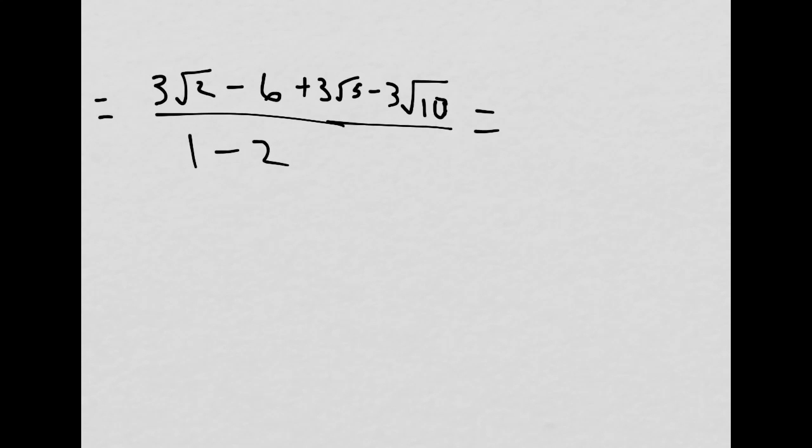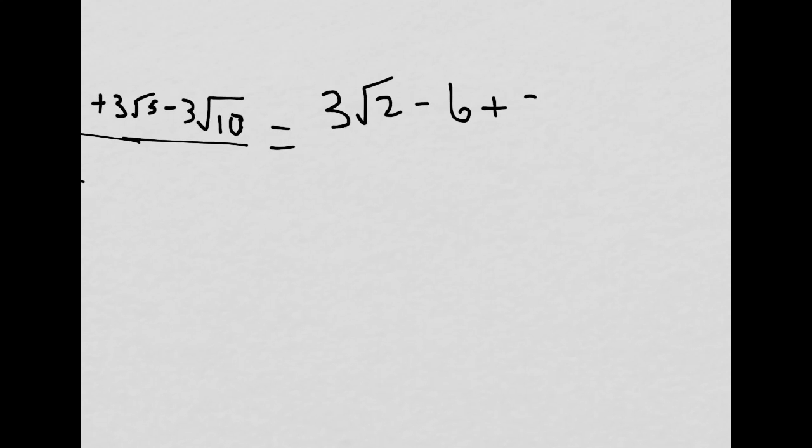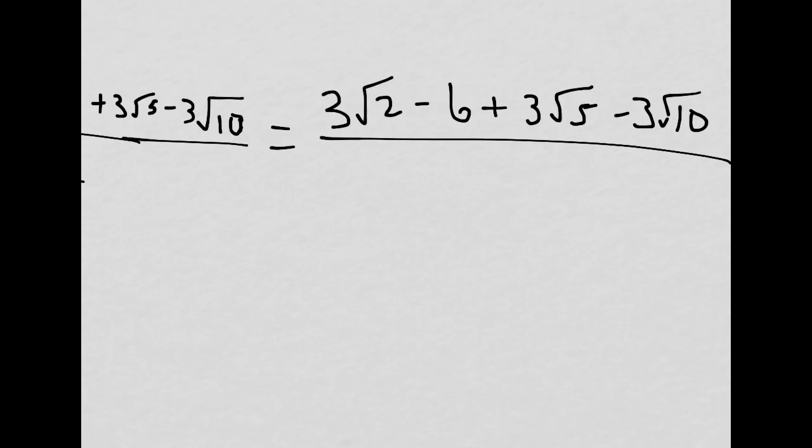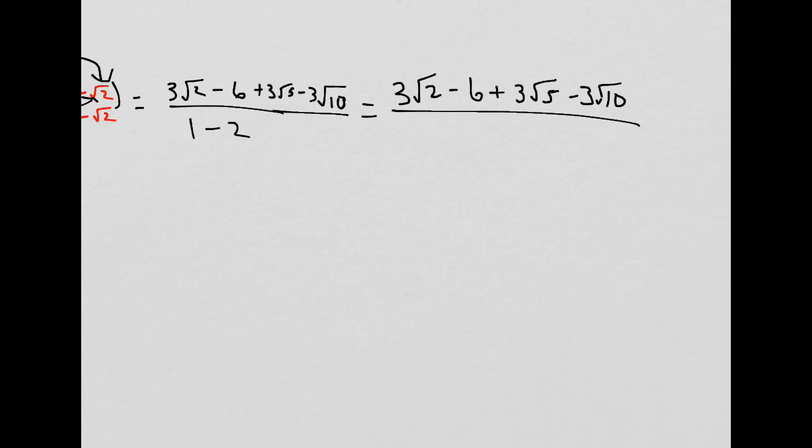Okay, now we just got to simplify this bottom part. Can I combine anything on this top? No, this is a 2, this is 5, this is 10. They won't combine anywhere. I don't have another number by itself anywhere, so I can't combine anything on the top. Then 1 minus 2 is what?